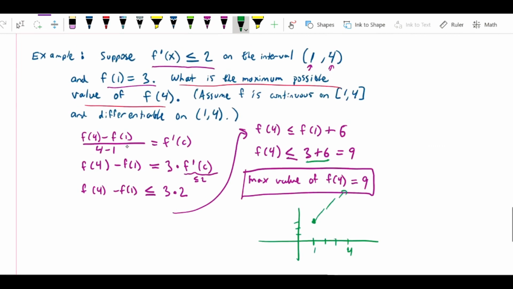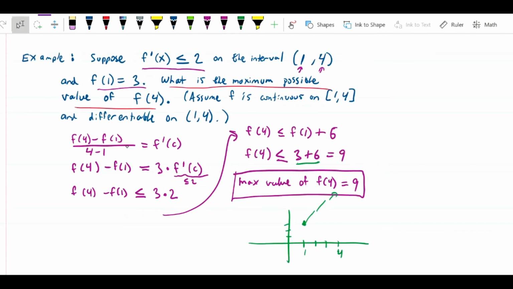So, all right, that's an example of a little bit more of an abstract problem with the mean value theorem.